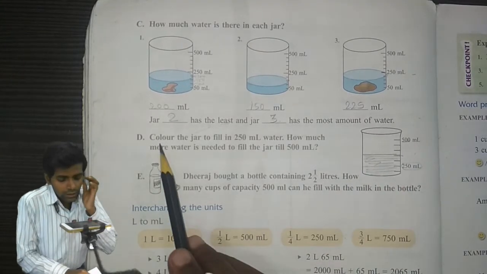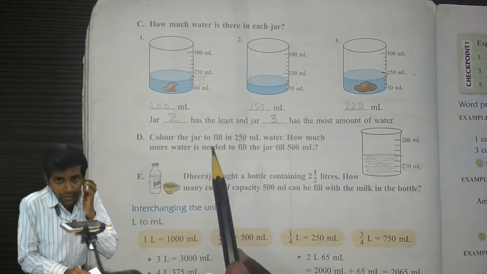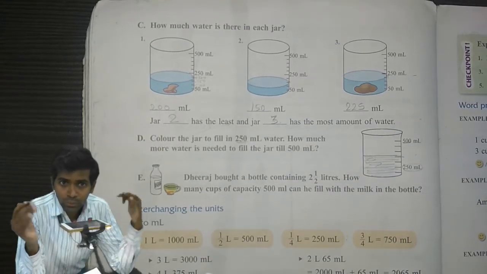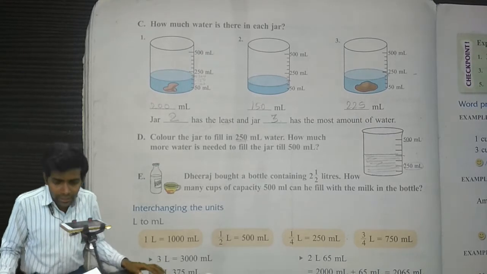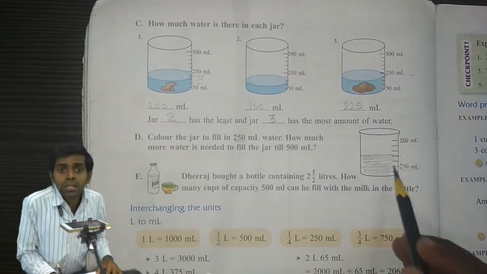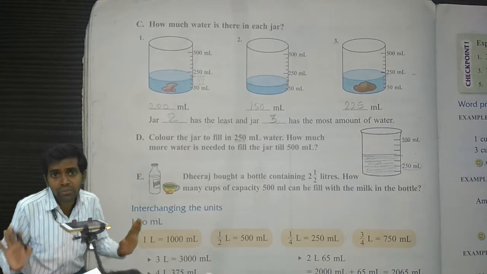Okay, what is the color the jar to fill the 250 milliliters? We have to color the jar to fill the 250 milliliters, and we know that the 250 is a half of 500, so we will fill it up to the half. ठीक है, हम लोग half container fill करेंगे.